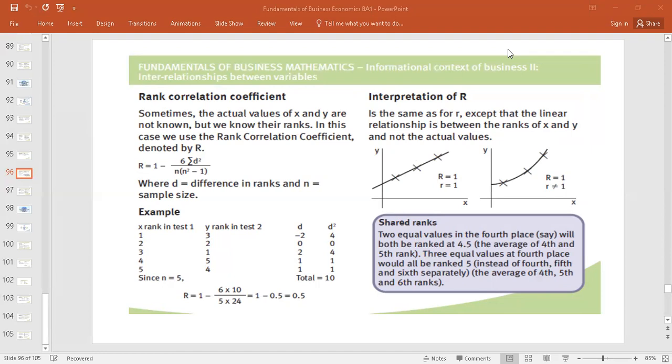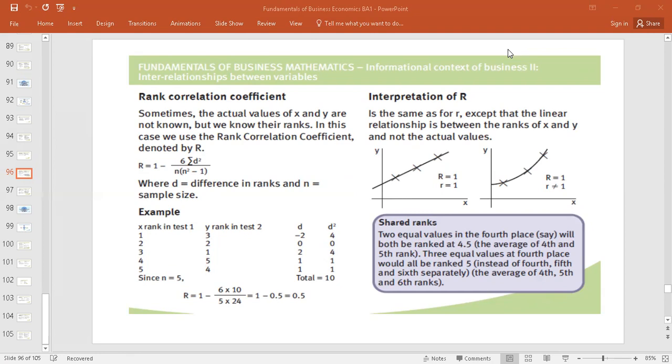Then interpretation of R. How do we interpret that? Interpretation of R is the same as for the way the coefficient of correlation is calculated. The value of R lies between -1 and +1. As they are close to -1 or +1, the relationship is strong. But when they move away from +1 or -1, the relationship becomes weaker, as much as when it reaches 0, there is no relationship between the variables. So that is the interpretation.